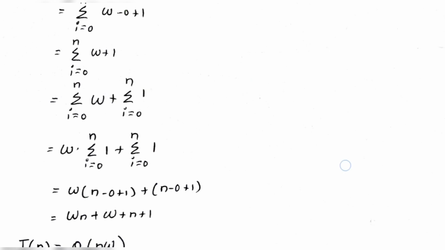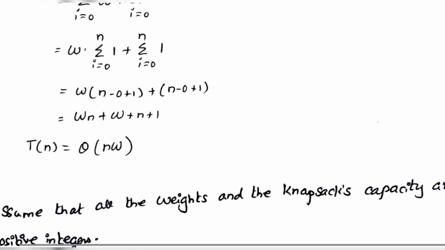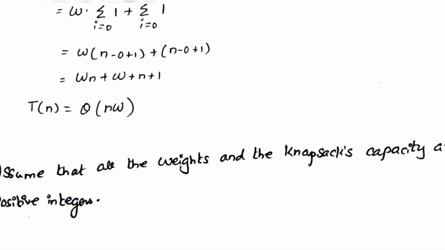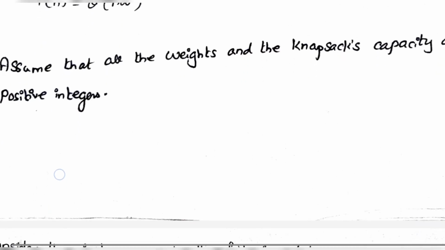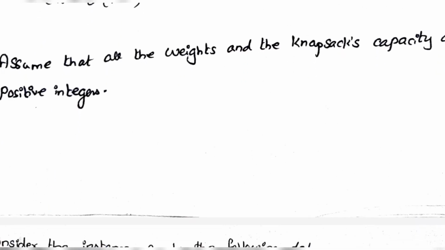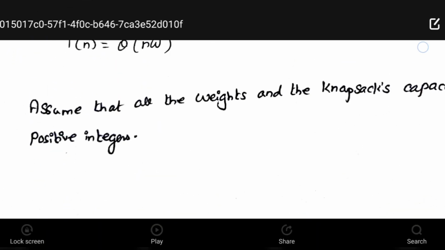So we have sigma i equals 0 to n of 1, plus sigma i equals 0 to n of W, which is n minus 0 plus 1, n plus 1, giving Wn plus W plus n plus 1. T of n equals theta of nW. Theta of nW is the best average time complexity. Assume that all the weights and the knapsack capacity are positive integers. That's it.